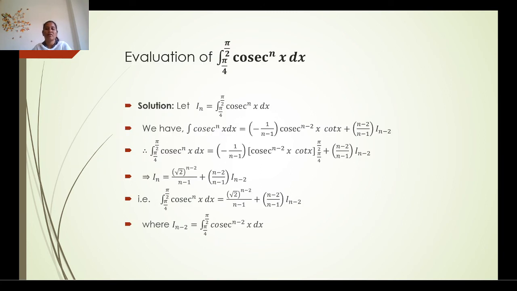Okay, next we have to evaluate the integral of cosecant to the power of nx dx with the limits pi by 4 to pi by 2. First we write down the required reduction formula, then put the limits, upper limit and lower limit. So pi by 4, pi by 2, this will remain the constant. By applying these limits we get cosecant root 2 times n minus 2 by n minus 1, plus n minus 2 by n minus 1 times I n minus 2, the integral from pi by 4 to pi by 2 of cosecant to the power of nx dx. This is the required solution for the given problem.